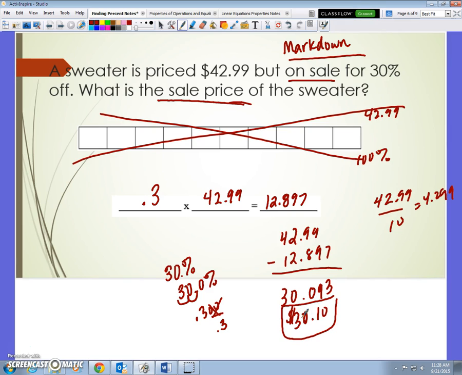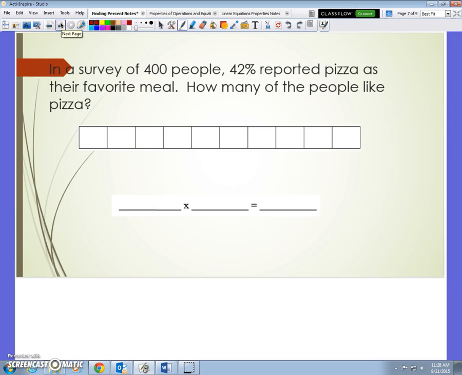Okay, let's try another one here. It says in a survey of 400 people, 42% reported pizza as their favorite meal. If I wanted to try this, I could divide 400 evenly pretty well. We could do it by 40s: 0, 40, 80, 120, all the way up. But the problem is, if I'm trying to find 42%, it's going to be somewhere right here. How are we going to know what number that is? It's going to be really hard to figure out.